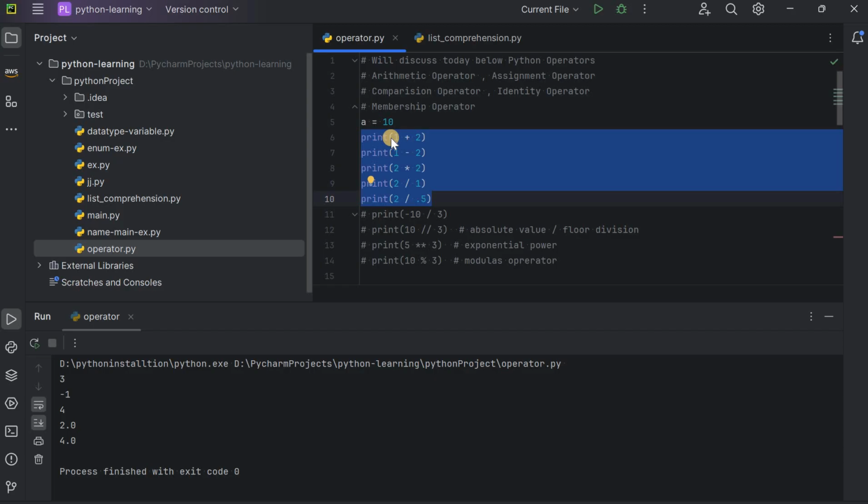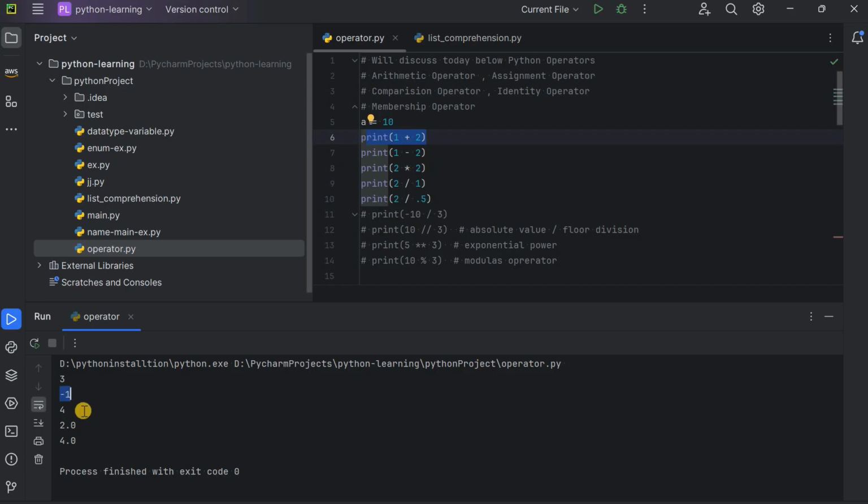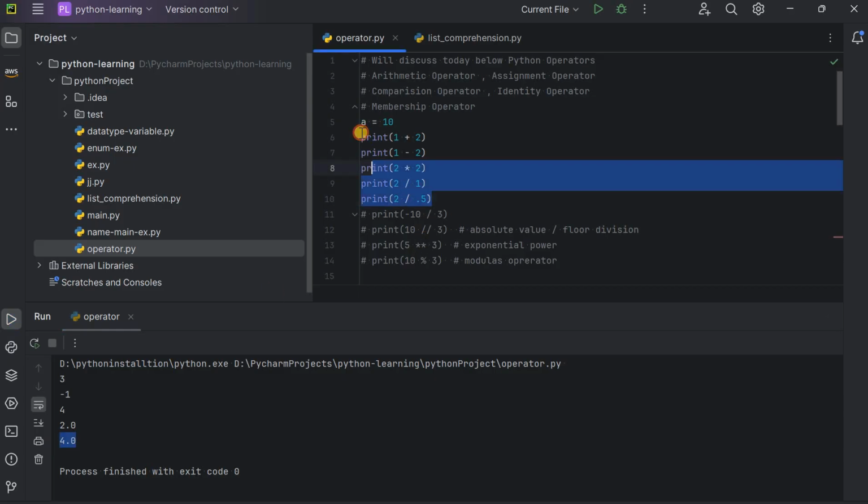As we have executed, first print 1 plus 2. It's an addition, so the output is 3, right? Second, 1 minus 2, so minus 1. Implicitly that will be done. 2 times 2 will be 4. 2 divided by 1 is 2.0; by default it converted to float. Hope you are able to understand. Print 2 divided by 0.5, that is also coming as 4.0, a float implicitly. So everyone is aware of these things, right?